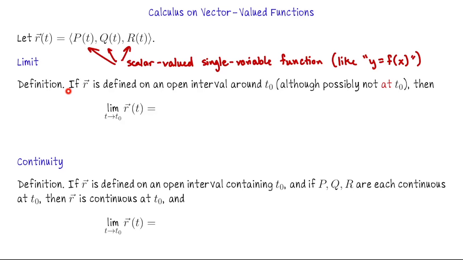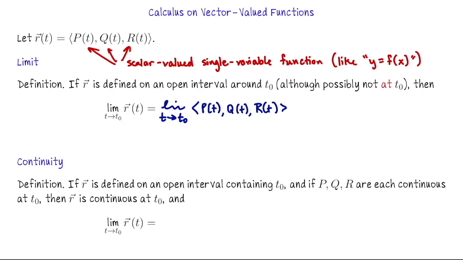So what do we mean when we take the limit of a vector-valued function? Well, if our vector-valued function little r is defined on some open interval around a t-value, which I'll call t0, then the limit as the inputs t approach t0 of the vector-valued function r of t is, first off, let me think of this as the limit as t approaches t0 of the description of r of t. So let me write p of t, q of t, capital R of t.